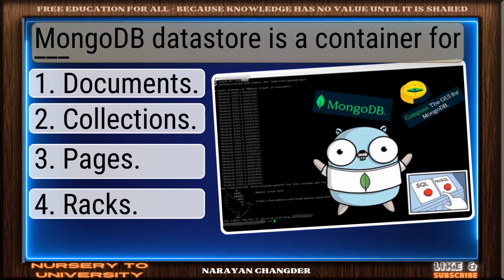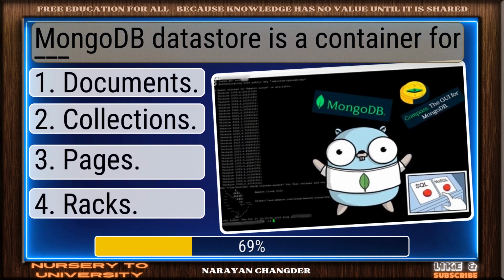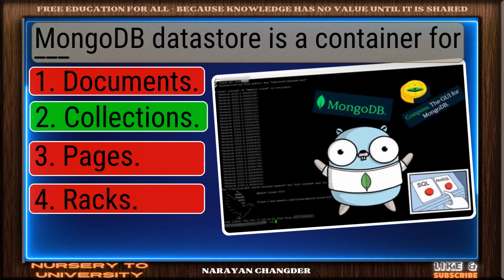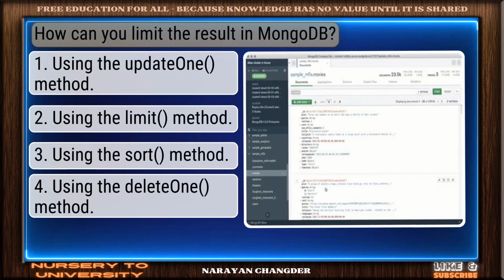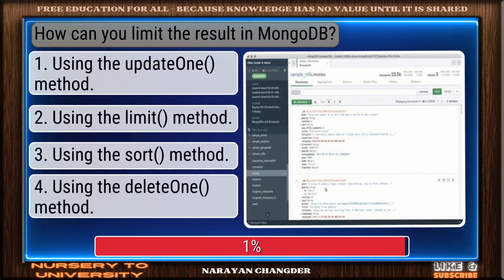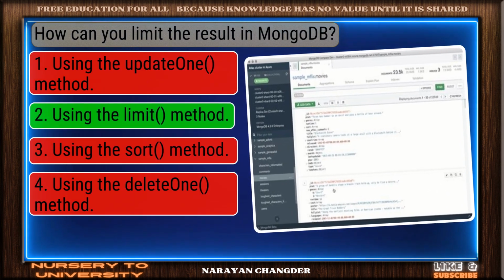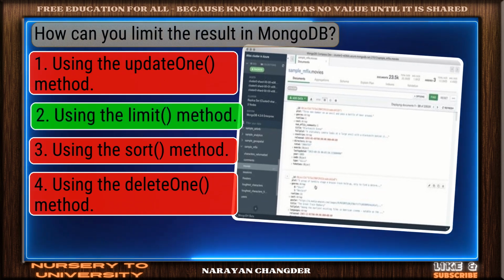Question number 31. MongoDB data store is a container for dash. Right again. Collections is a valid answer. Question number 32. How can you limit the result in MongoDB? You got it. Your choice, using the limit method, is right.